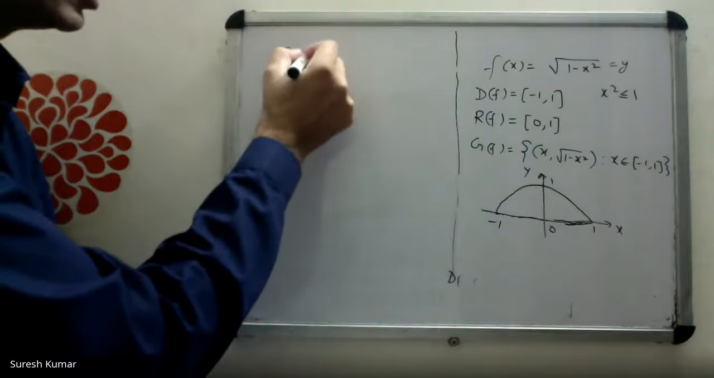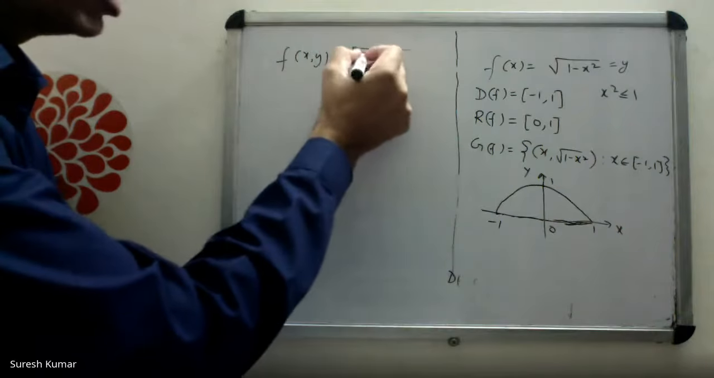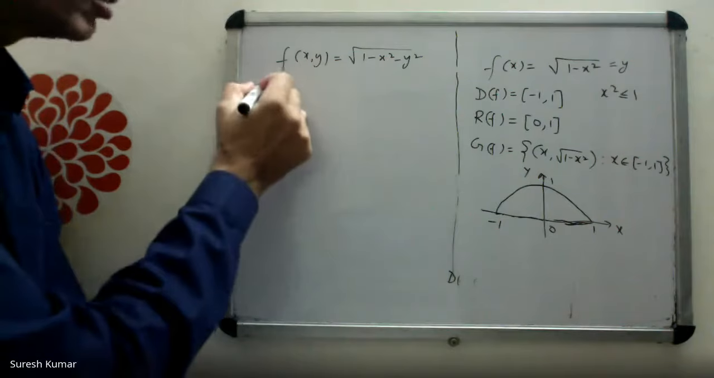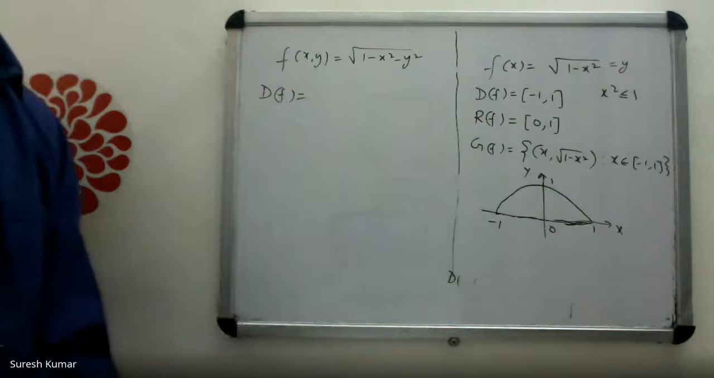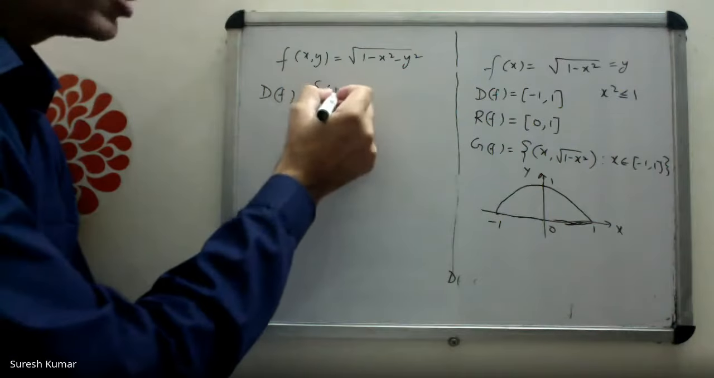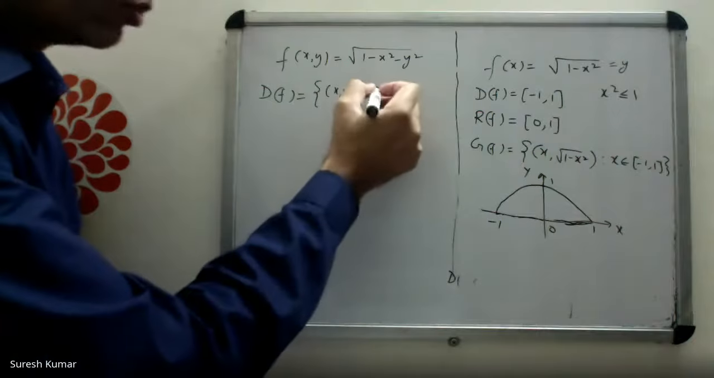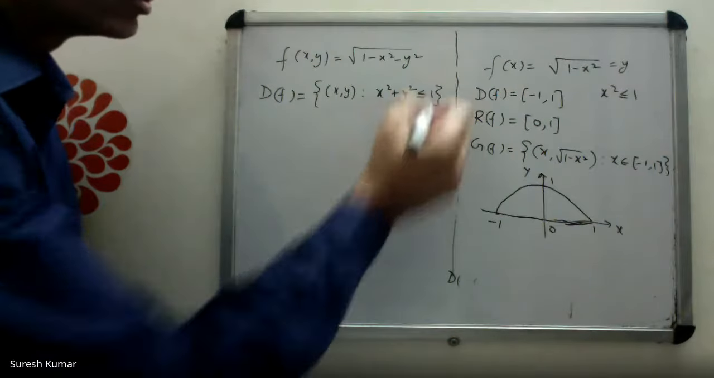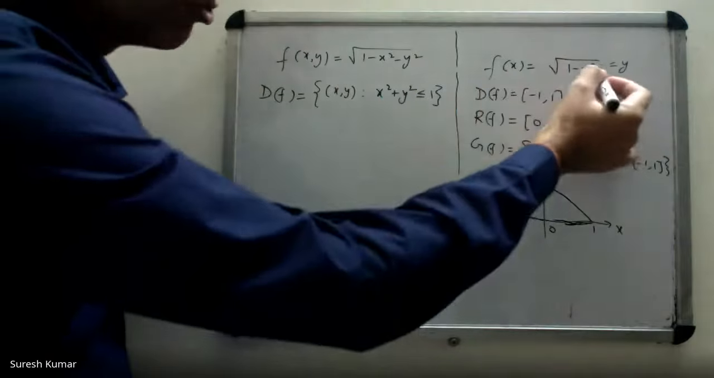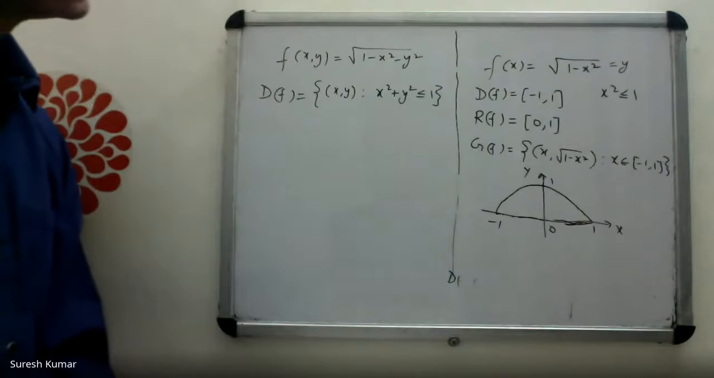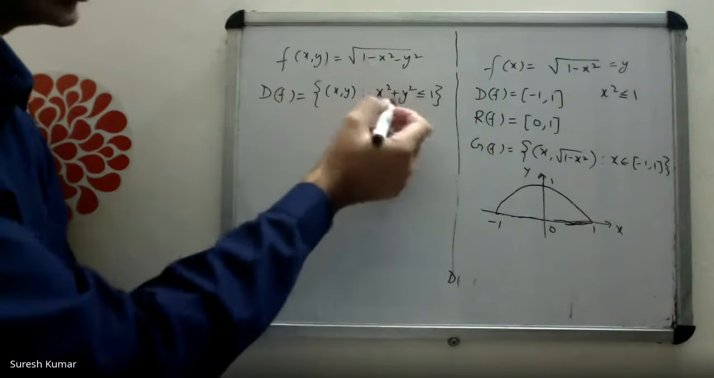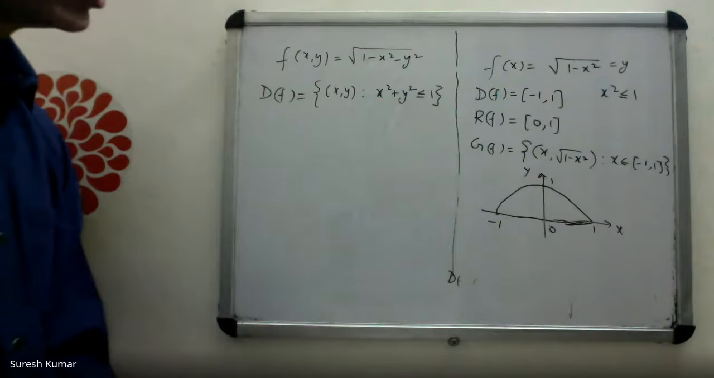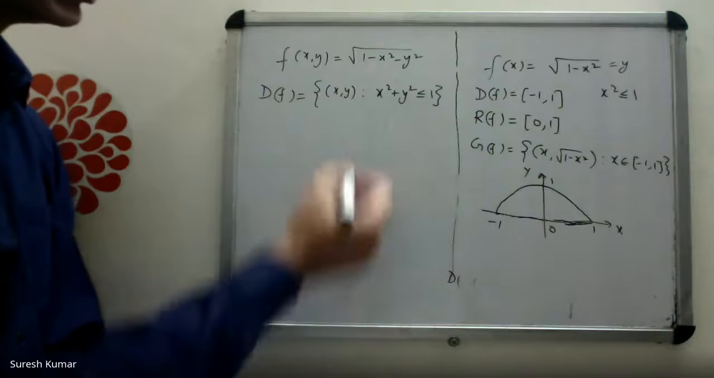Now I write this function, square root of 1 minus x square minus y square. This is something new for you. Think, what is the domain? Collection of all (x, y) where x square plus y square is less than or equal to 1. Here, collection of all x where x square is less than or equal to 1. Okay, under this condition only, the expression under the square root sign remains 0 or greater than 0. Okay, so this set is the domain.